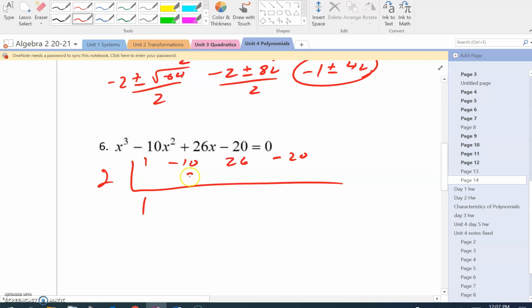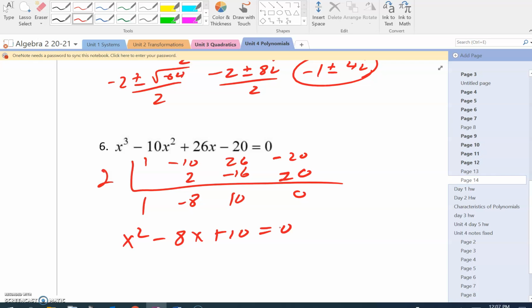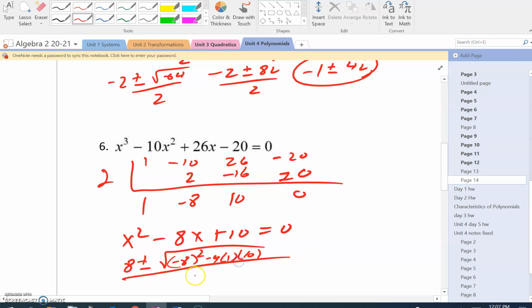So 1, 2, -8, -16, 10, 20, 0, good. x squared minus 8x plus 10. Oh, come on. Can I factor this one? 5 and 2 gives me 7, 10 and 1 gives me 9. Oh, 8 plus or minus the square root of -8 squared minus 4 times 1 times 10, all over 2.